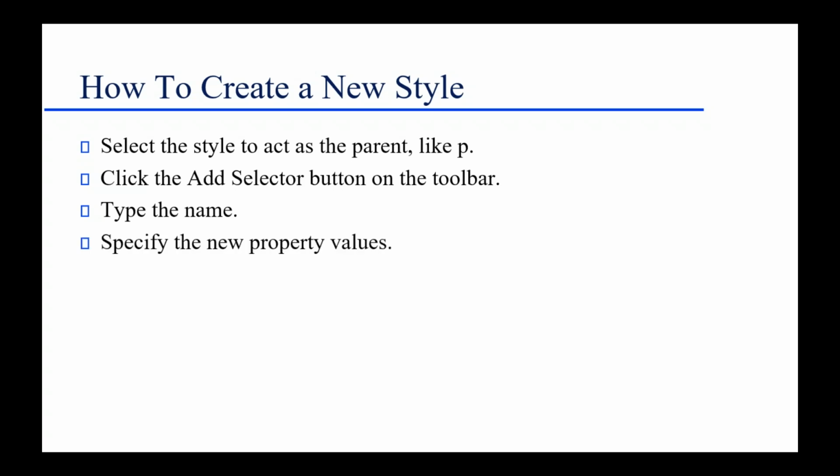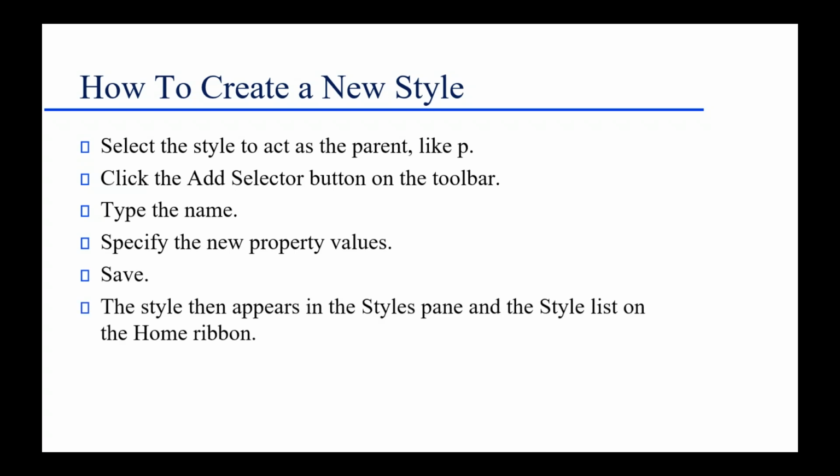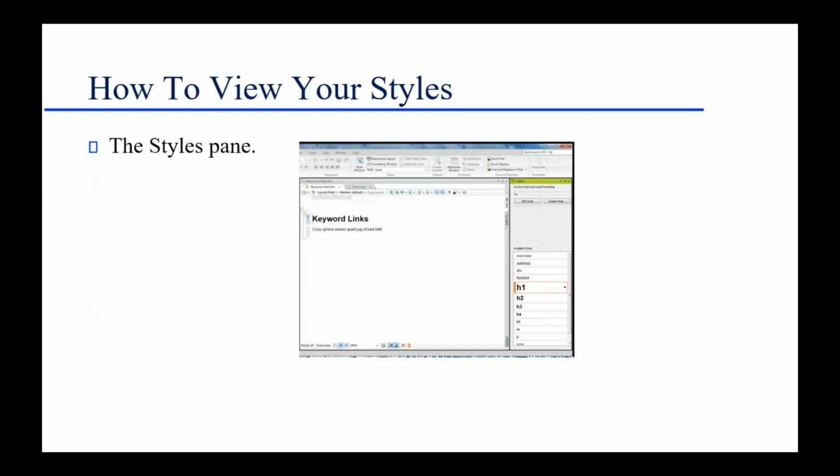And having typed the name, you specify the values for the properties, save it, and the style will appear in the Styles pane and on the style list on the home ribbon. Which brings me to, this is great. How do you view your styles?